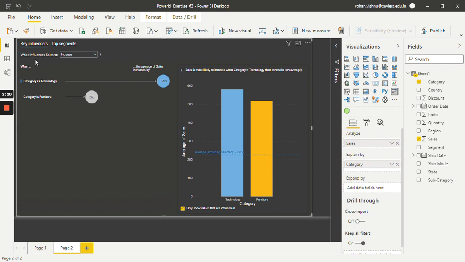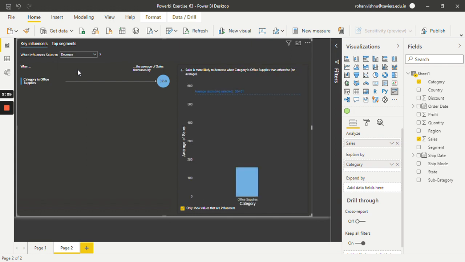Now let's see what influences sales to decrease. It has to be office supplies. As you can see, we have correctly predicted that. Let's move to the second tab, which is top segments.